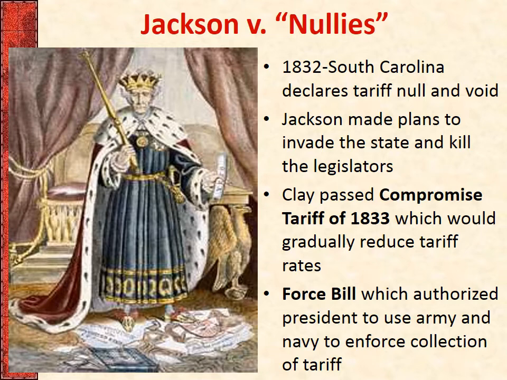You see here that Henry Clay, who's still around, the great compromiser, he's still in the House of Representatives, and he is able to pass the Compromise Tariff of 1833, which gradually reduces the tariff rates over, I believe it was a 6-year period, to rates from the 1810s. However, the government also passes something called the Force Bill, which authorized President Jackson to use the Army and the Navy to enforce the collection of the tariff if South Carolina chose to still fight this.